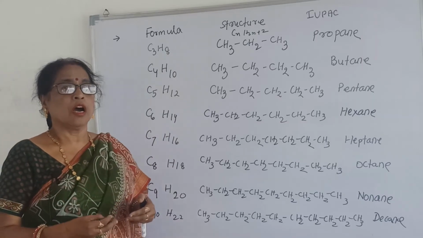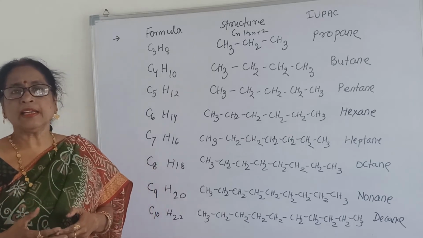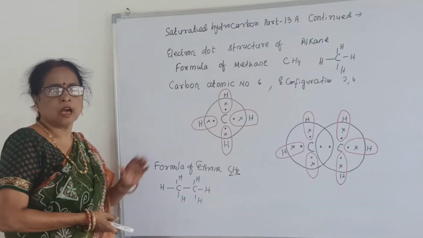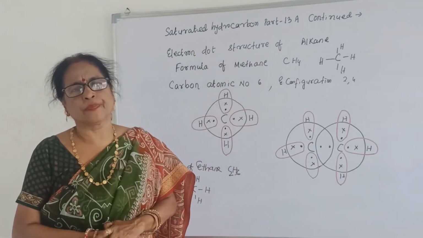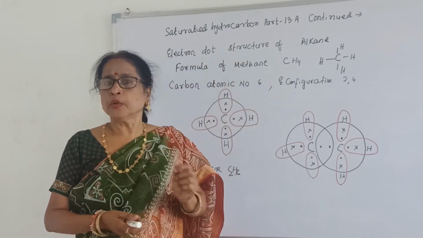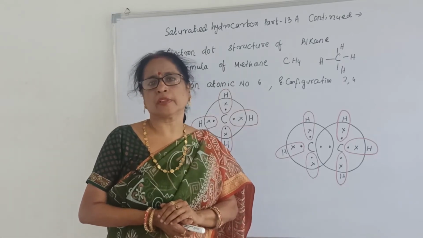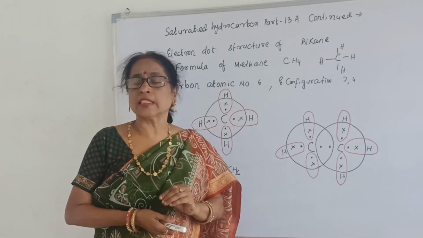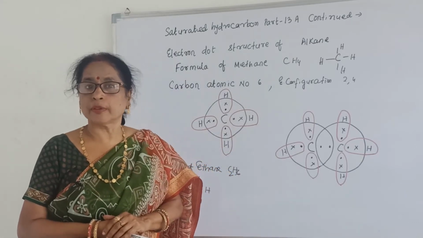Then we will come to the dot structure of alkane. How can you write a dot structure of alkane? Next you will see the dot structure of alkane. Now it is continued, that is saturated hydrocarbon. Now here we will see the electron dot structure of alkane. You know alkane contains single bonds, that is what is called saturated hydrocarbon. Alkane is also called paraffins. Alkane always contains single bonds and it is the parent hydrocarbon also.